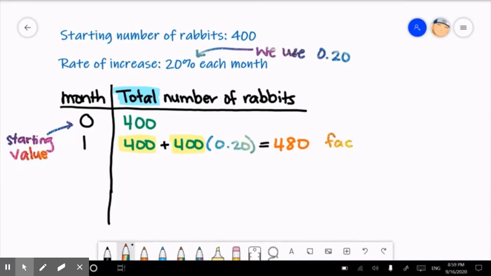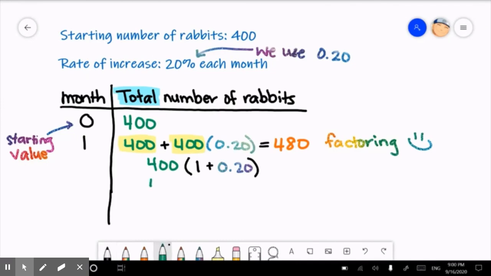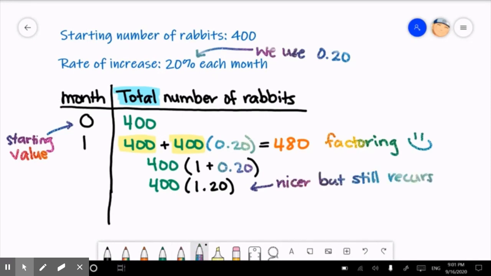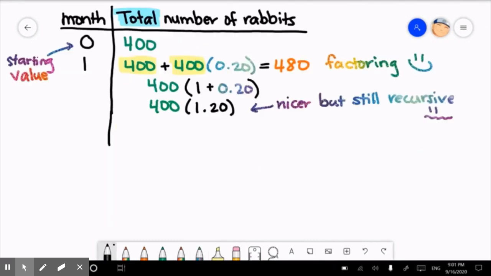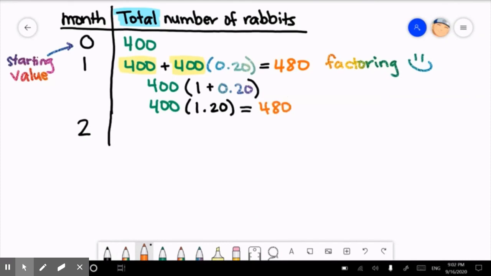Notice these 400s. We can factor them out. Notice that now that I've factored, I can simplify, and this is much nicer. But it's still recursive because we're relying on the previous value. Let's keep going and see if we can't find a pattern.